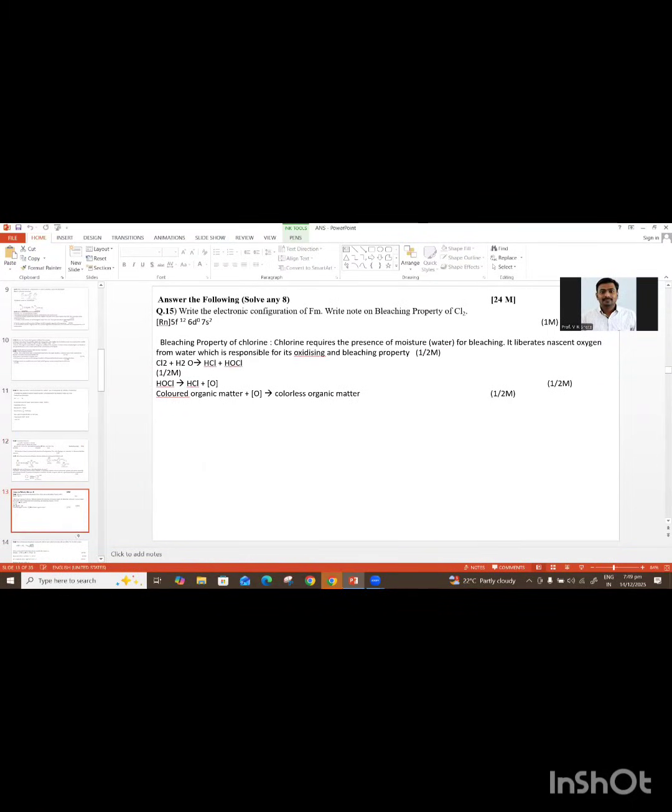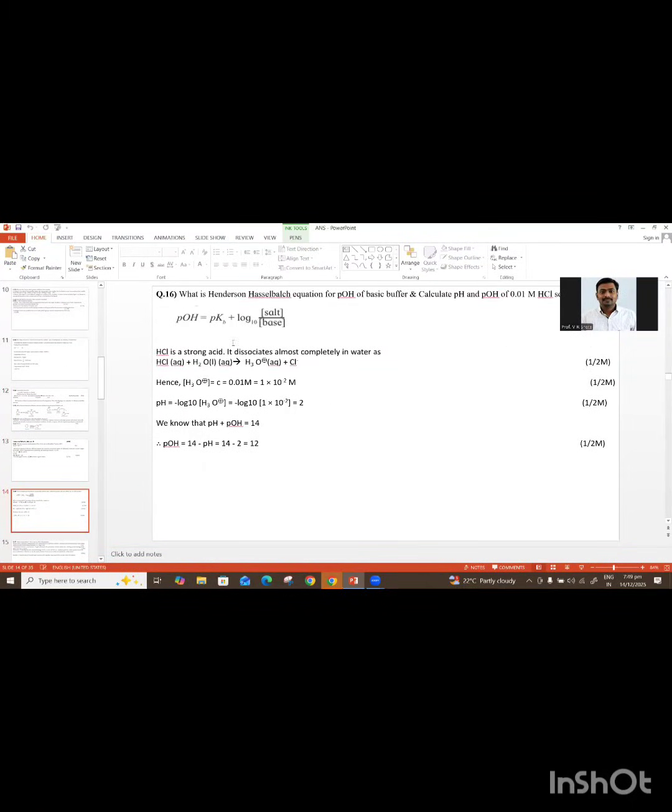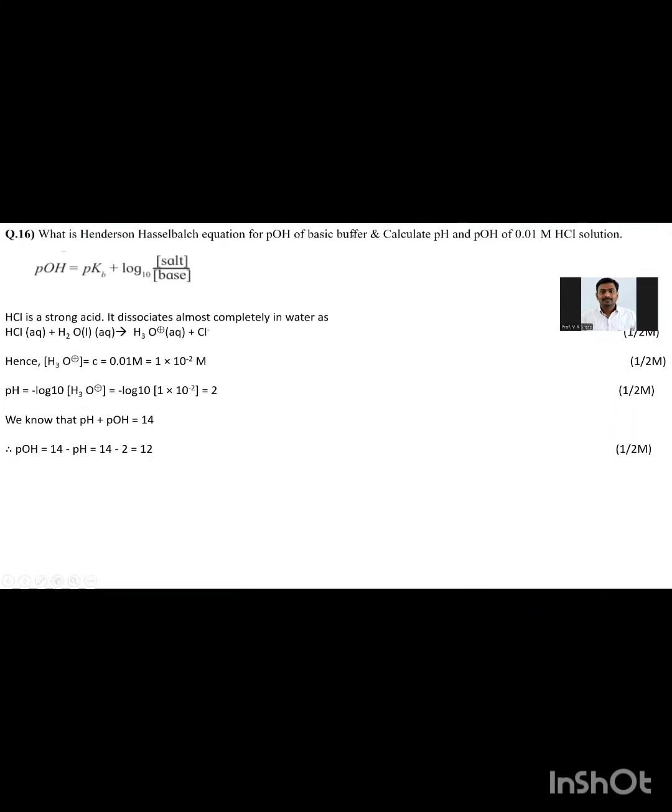Next one, Henderson-Hasselbalch equation. In the Henderson-Hasselbalch equation, the equation is for pOH, that is, p means potency, OH means strength of hydroxyl ion, which is pKb plus log of concentration of salt over concentration of base. And the second attached question is: calculate pH and pOH of 0.1 molar HCl solution.